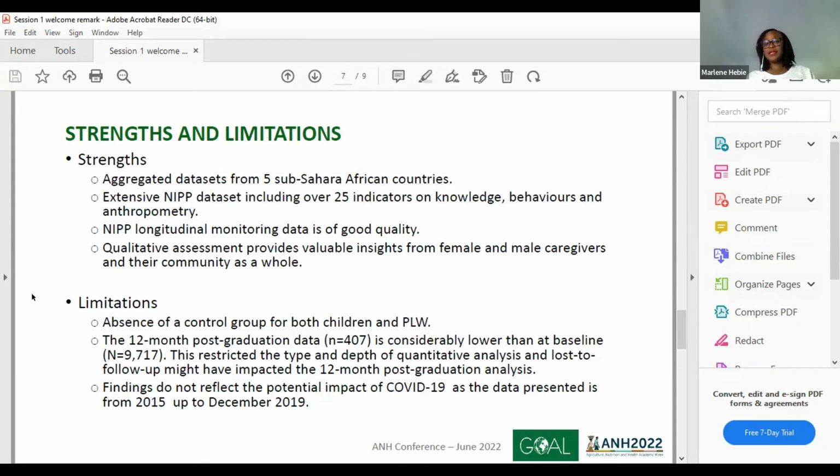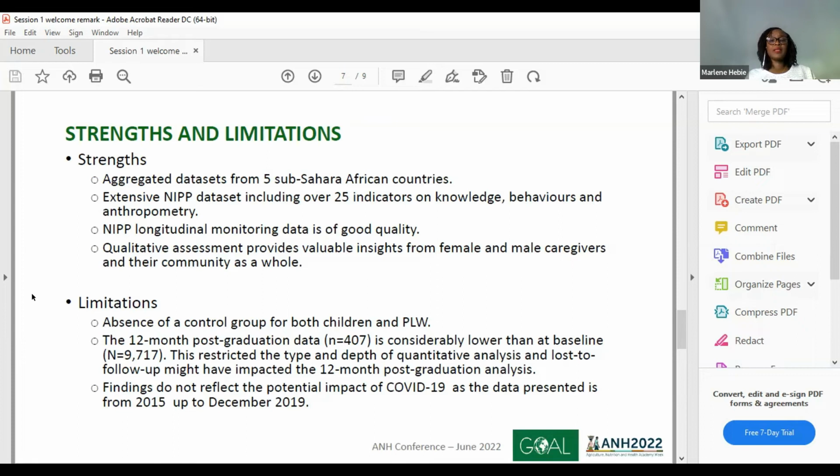And the qualitative assessment provided us with very valuable insights from both the female and the male caregivers and their community as a whole. However, in terms of limitations, there is an absence of a control group for both the children and the pregnant and lactating women. So we were not able to do any comparison or comparative analysis.